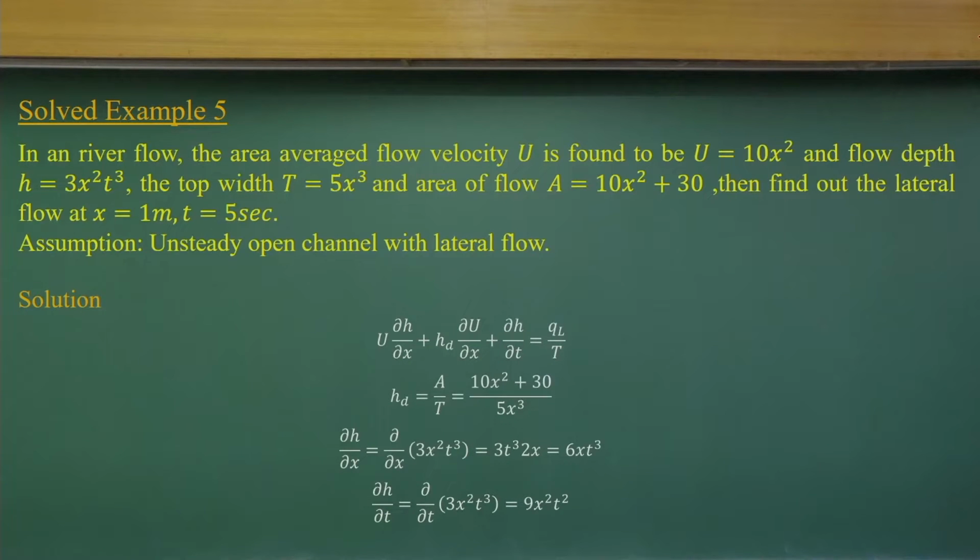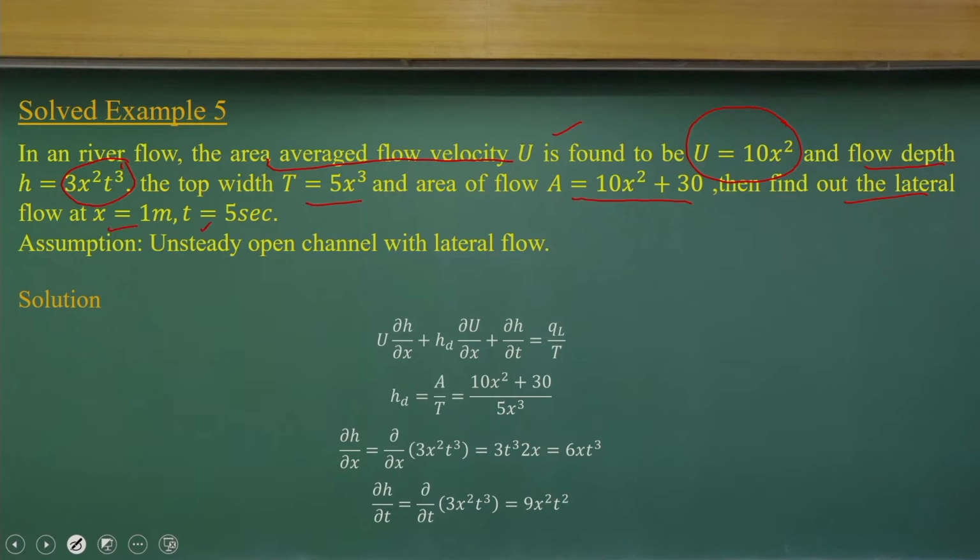Let's go for something a bit unsteady. Example 5: in a river flow, the area-averaged flow velocity is given as a function of x, 10 x square. The flow depth is also a function of space, x square, the top width T is a function of x, and the flow area is also a function of x. Then find out what the lateral flow will be in x and t.